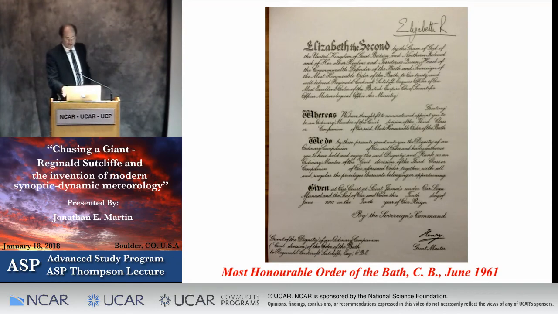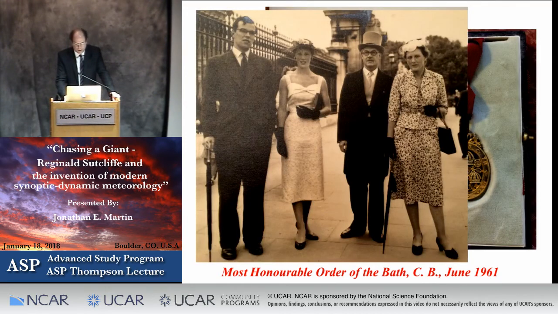In 1961, he was elevated to the 4th order of chivalry, one step shy of knighthood, the most honorable Order of the Bath, by the Queen in her birthday awards in 1961. And there's the award itself, and here's Reggie, Evelyn, his daughter Ellen, who was pregnant with their first child, and her husband Dick, at the ceremony the following July, so it was later in the summer.